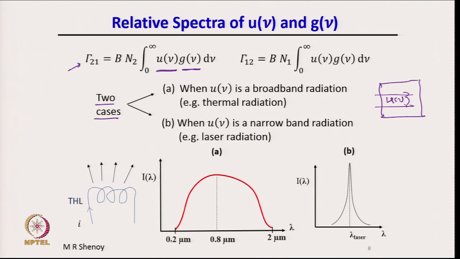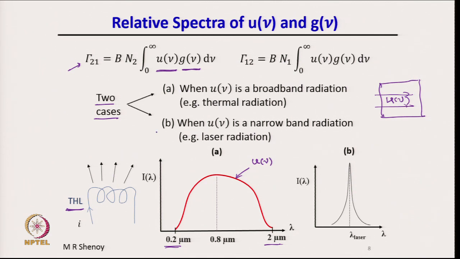For example, if you take THL, tungsten halogen lamp, the normal tungsten halogen lamp, where a tungsten filament is heated, this gives out an almost white light like source, and the output varies from approximately 0.2 micrometer to 2 micrometer, that is 200 nanometer to 2000 nanometer, with a peak around 800 nanometer, that is in the near infrared. So, this is a wide spectrum of u nu. In the first case, u nu could have a wide spectrum.